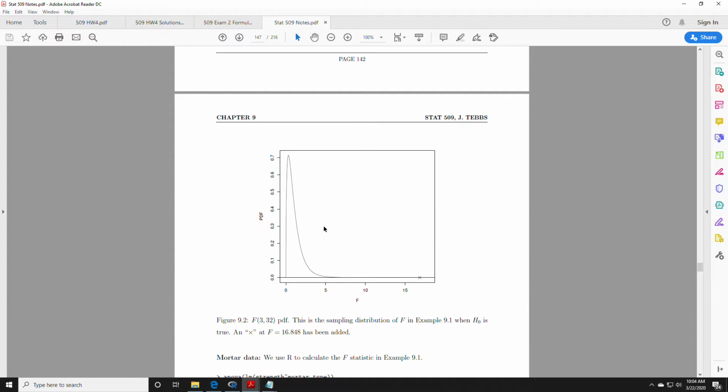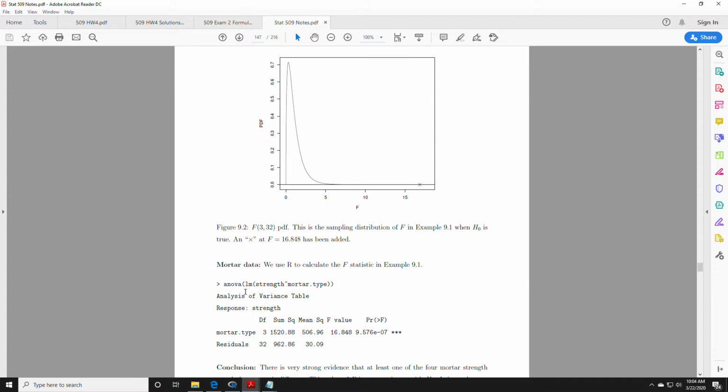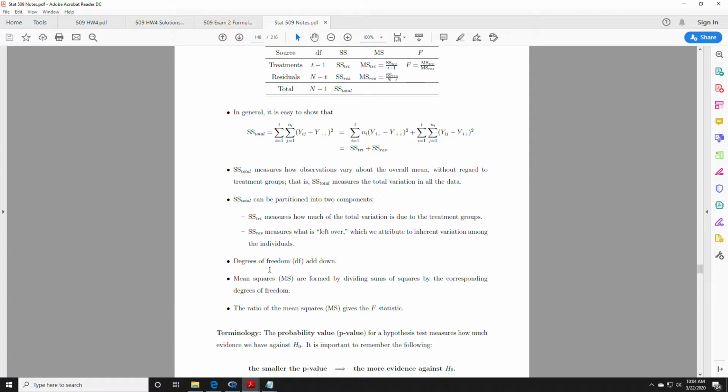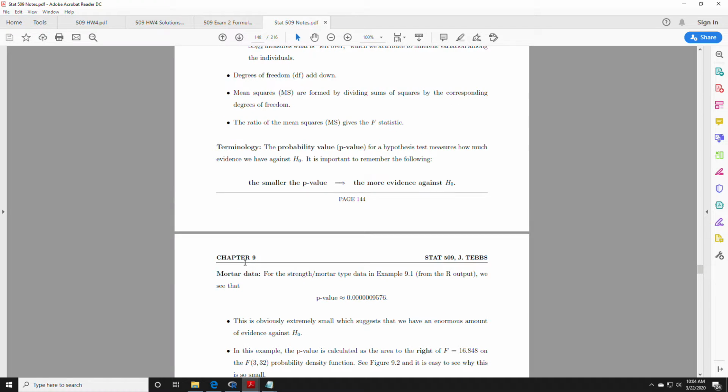So this is a picture of what a specific F distribution looks like. The F distribution has two parameters, which are called degrees of freedom. Degree of freedom 1, degree of freedom 2, 3 and 32 in this example. But how do we conduct a hypothesis test? We're trying to compare the null hypothesis versus the alternative hypothesis. And to do that, we need what's called the probability value. I'm sure everybody's heard of it, called the p-value.